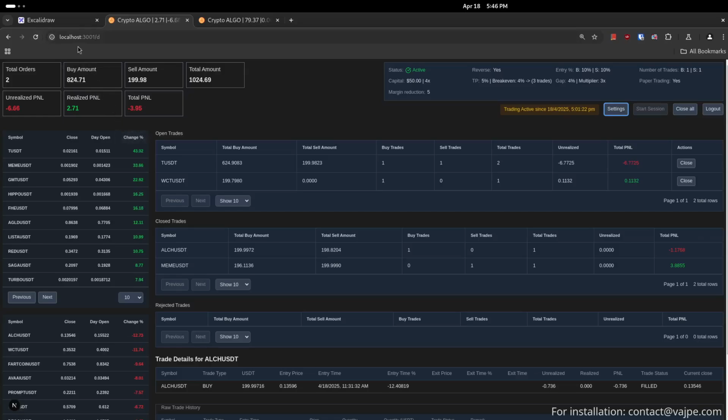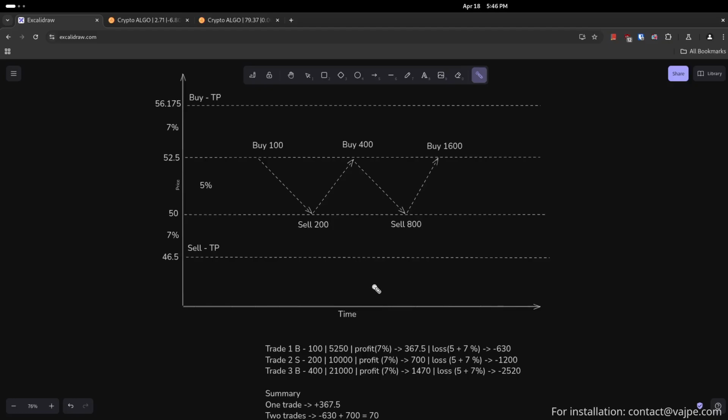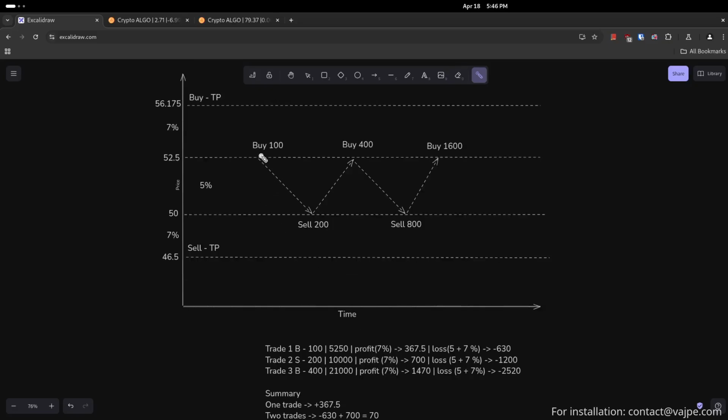But I will tell you more about these settings when I explain the whole platform. So I have taken these scenarios to check what the profit will be, right? If there is only one trade, right?